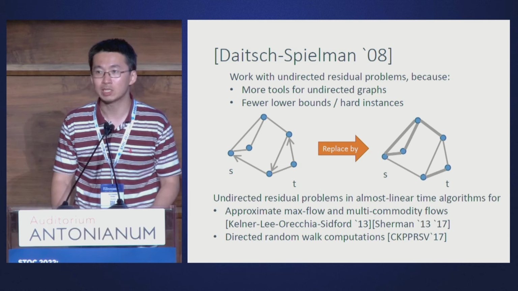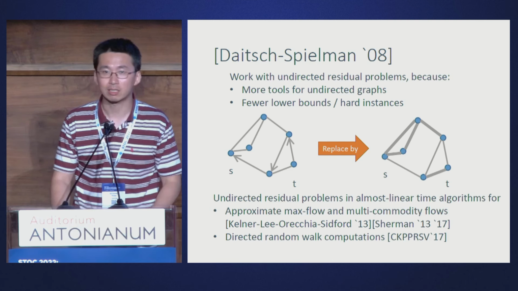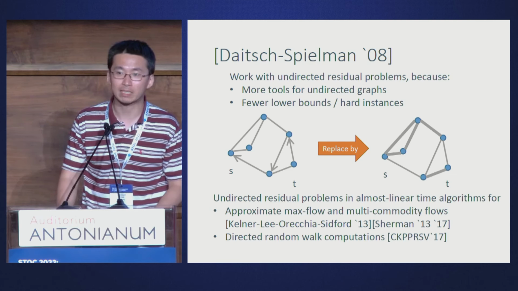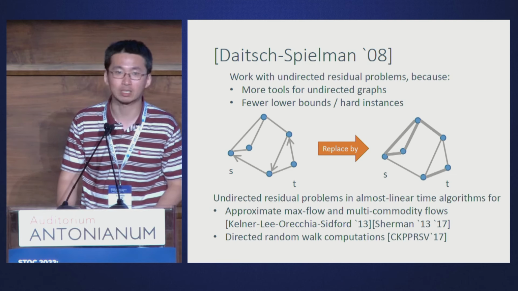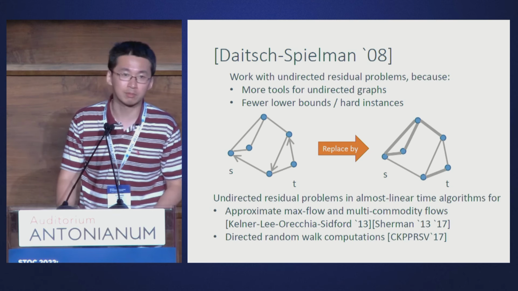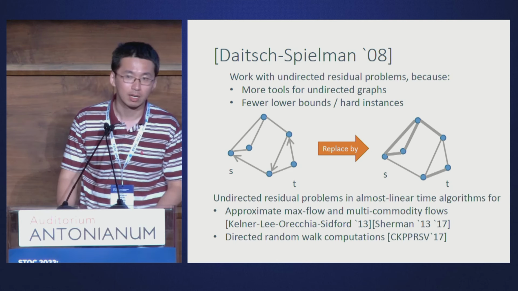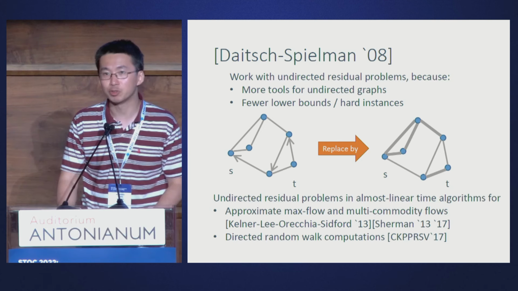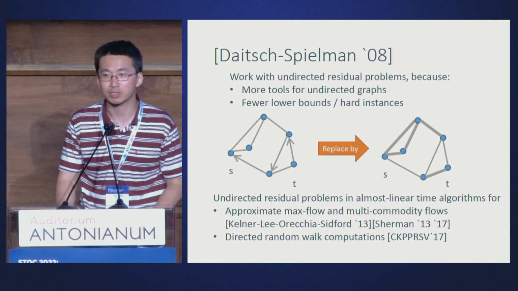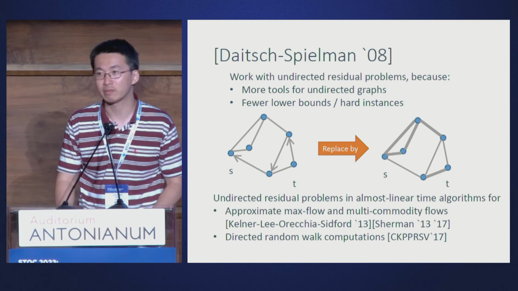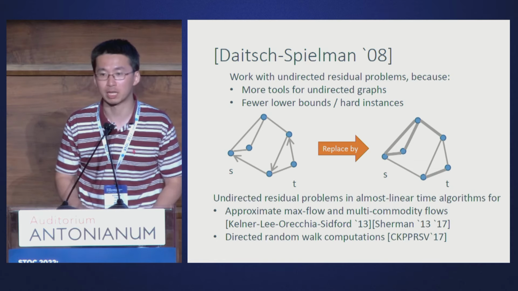So let me just say why this route makes sense. The key idea is that there was this result by Daitch and Spielman that was the first one to apply interior point methods to the network flow problem. And the most interesting thing there is that the residual networks are undirected. As a user of dynamic graph data structures, it was natural to stay in the undirected setting because there were just more tools available.